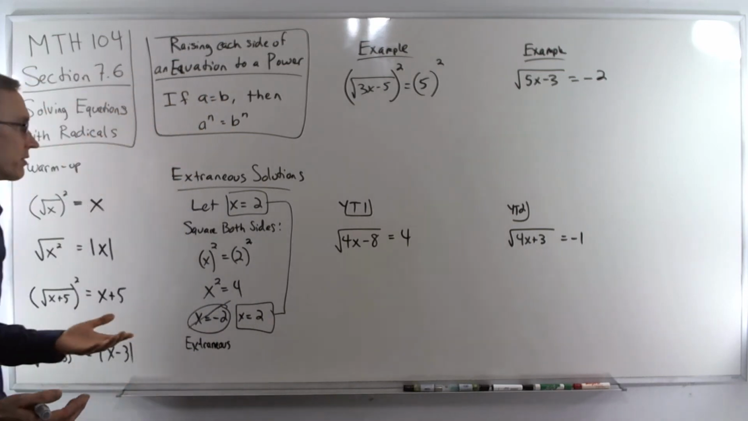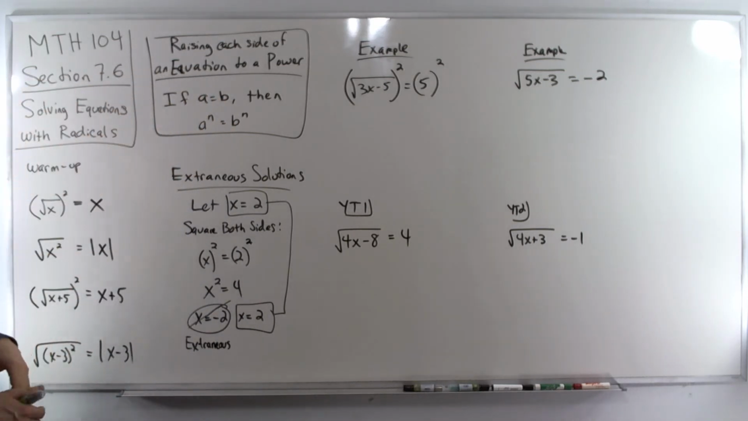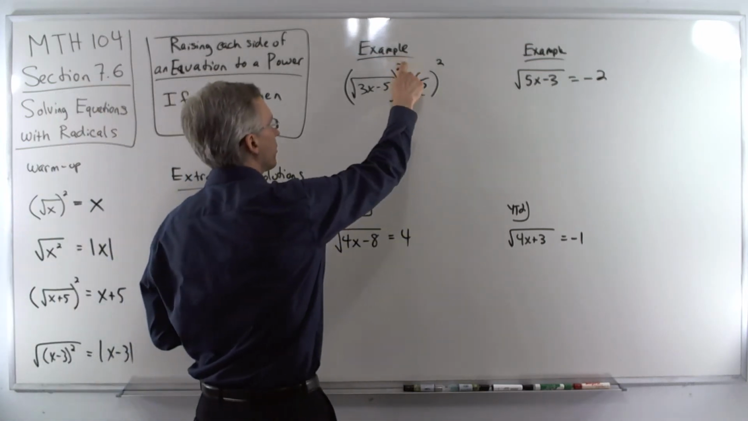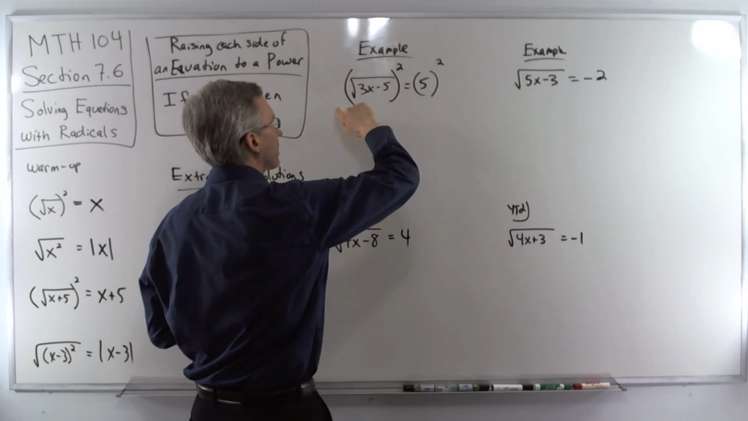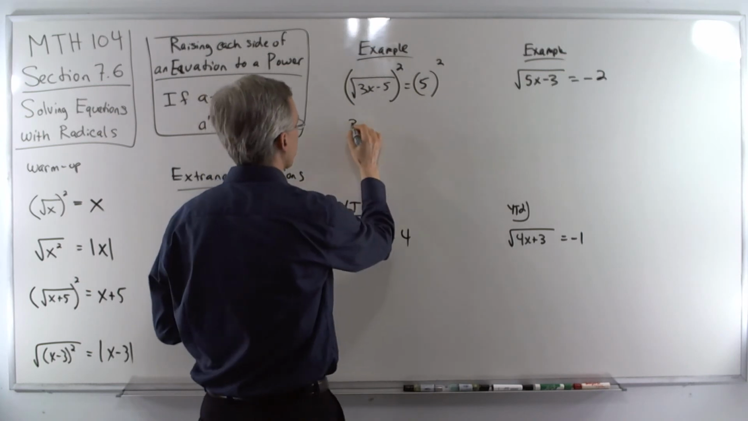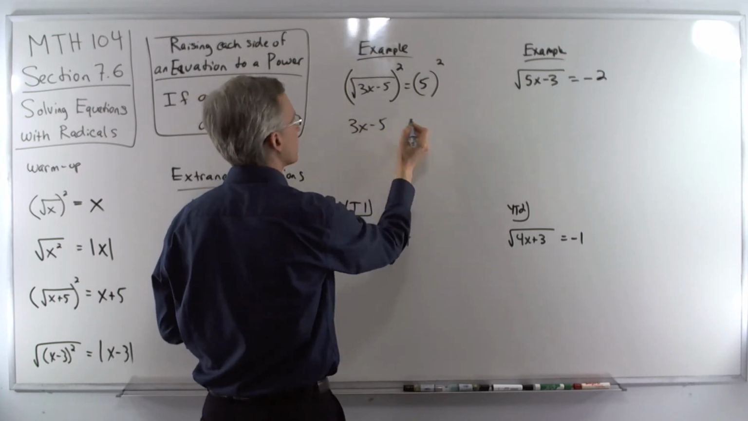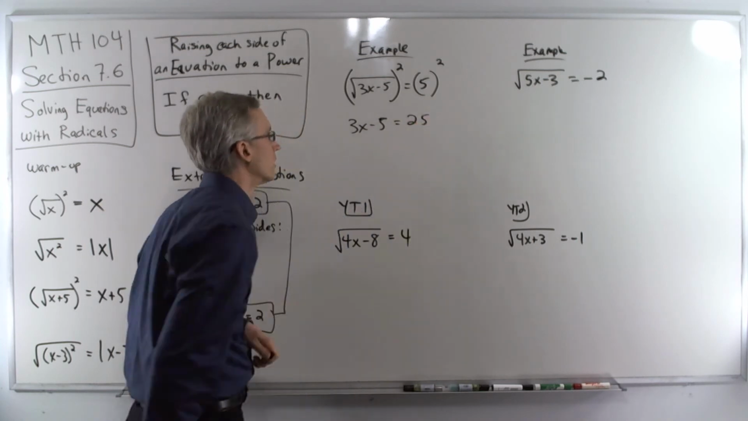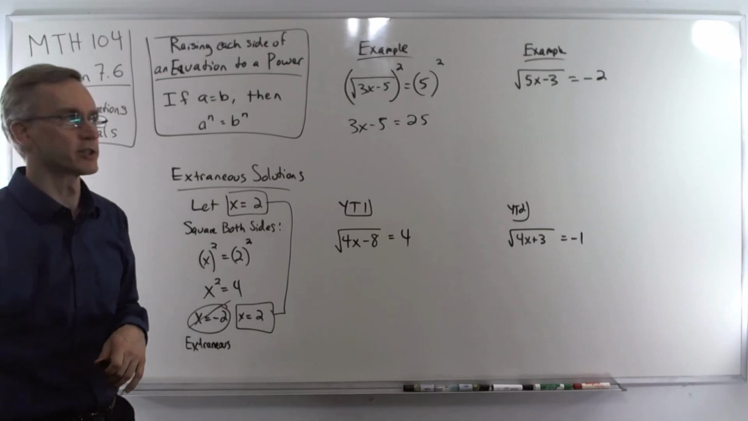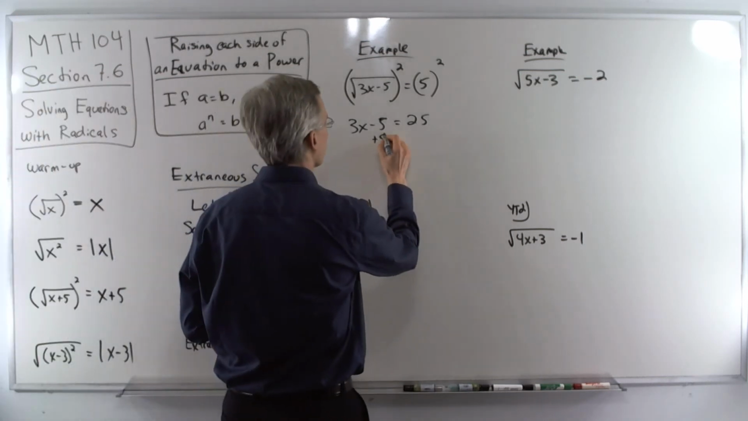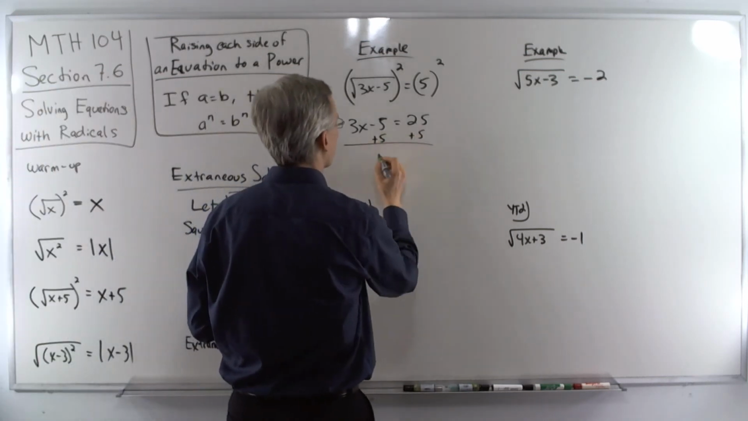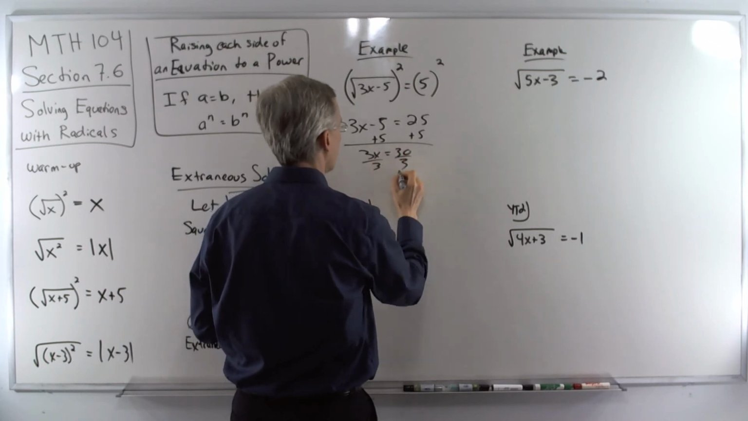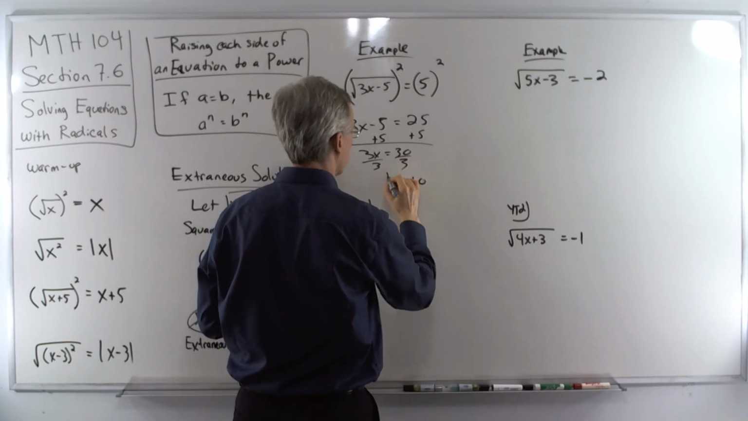So, nice thing about these is we don't need to worry about the absolute value. We're just going to square both sides, and the exponent and the radical cancel each other out. So we just get 3x minus 5 on this side. And on the other side, 5 squared is 25. Now you've got a regular linear equation to solve. Plus 5, 3x equals 30, divided by 3, and x equals 10.